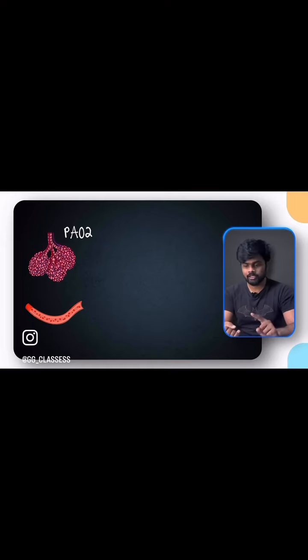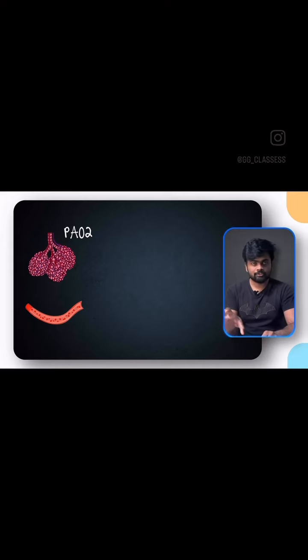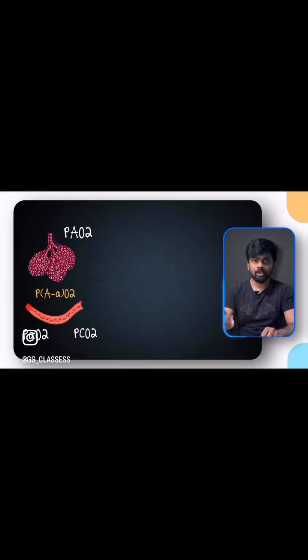Then in the blood vessel, there is presence of oxygen as well as carbon dioxide, which is nothing but all the metabolites from the cells the blood has carried away. So the oxygen is also present and the carbon dioxide is also present. So we measure partial pressure of arterial O2 and partial pressure of arterial CO2. And in the interstitium, we will measure the gradient, that is partial pressure of alveolar O2 minus the partial pressure of arterial O2. So this gradient is called the A-a O2 gradient.